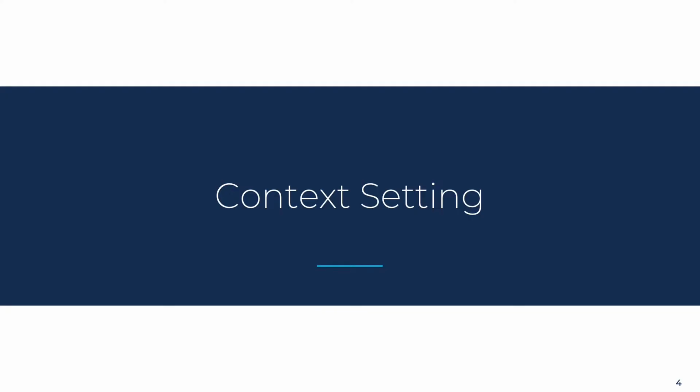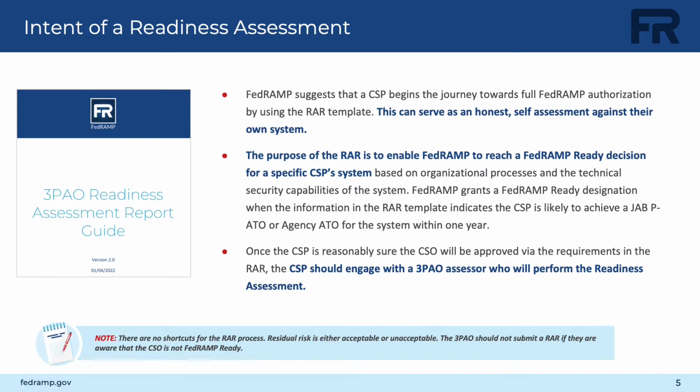To begin the readiness assessment journey, it is helpful to understand the key players in the process and their respective roles. Let's begin with the Readiness Assessment Report itself. In order to protect government information, operations, and assess against threats, the FedRAMP authorization process requires a high level of documentation and rigor. Since a typical cloud service offering, or CSO, System Security Plan, or SSP, can be a daunting 700 plus pages, FedRAMP suggests that the CSP begin the journey towards full FedRAMP authorization by using the RAR template. This can serve as an honest self-assessment against their own system.